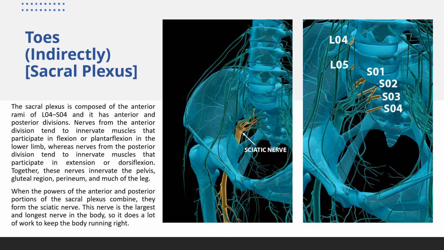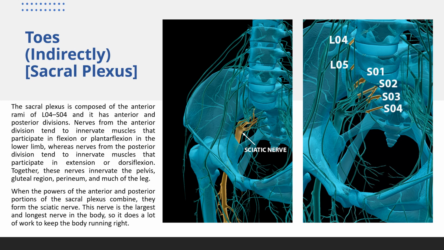Now let's take a look at the sacral plexus. The sacral plexus is composed of the anterior rami of L4 through S4, and it has anterior and posterior divisions. Nerves from the anterior division tend to innervate muscles that participate in flexion or plantar flexion in the lower limb, whereas nerves from the posterior division tend to innervate muscles that participate in extension or dorsiflexion. Together, these nerves innervate the pelvis, gluteal region, perineum, and much of the leg.